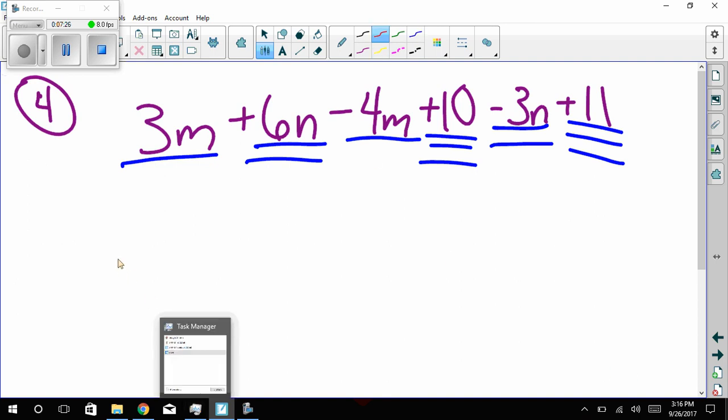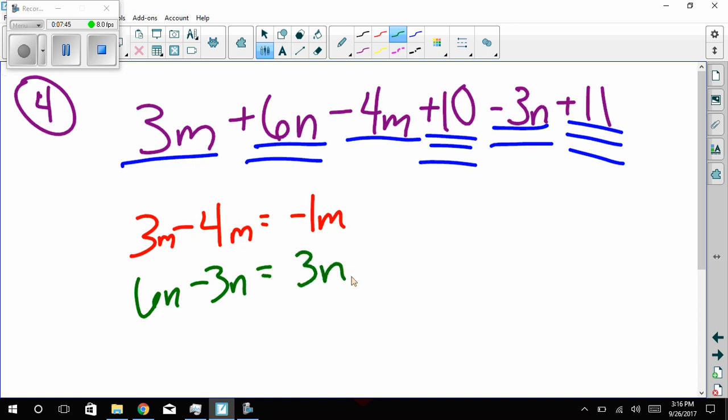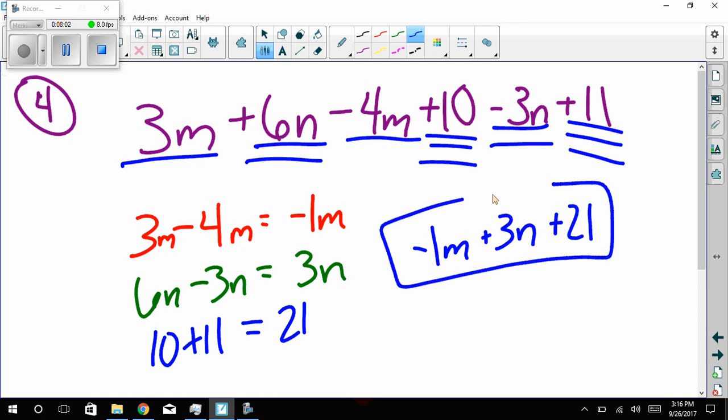Okay, let's do the m's first. We have 3 and negative 4. Those are m's, right? So it's going to give me negative 1m. Okay. Next we'll do the n. So I got 6n minus 3n. That's going to give me 3n. And finally we'll just do the 10 plus 11. It's going to give me 21. So in the end, my answer is going to be negative 1m plus 3n plus 21. So there's that one.